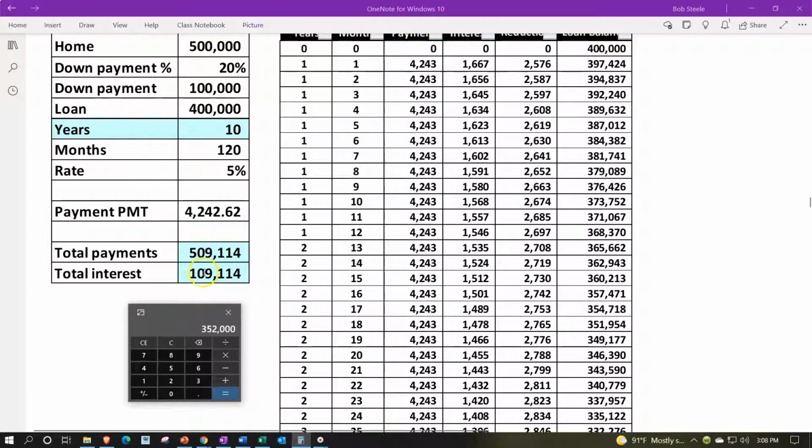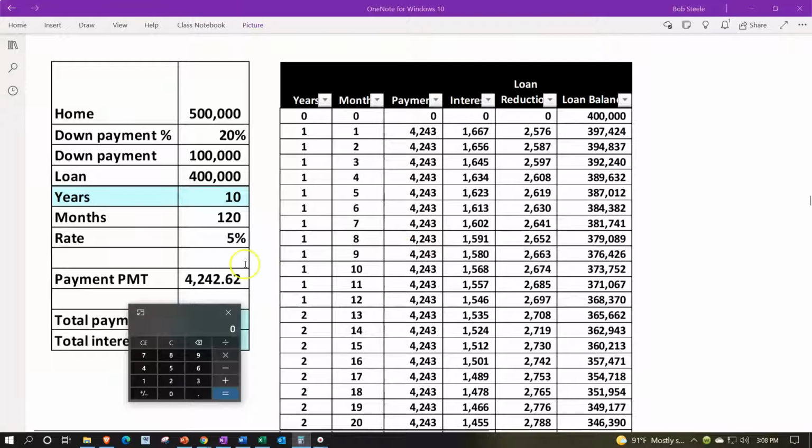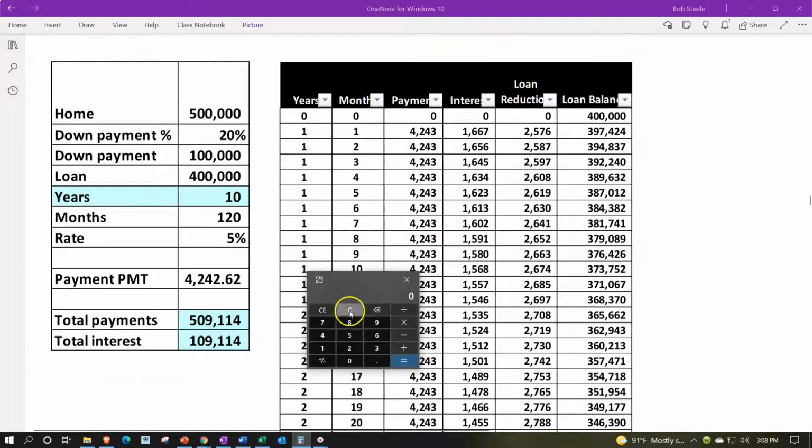I can get the total amounts calculated right here, and I can get the breakout on a year-by-year basis with either the use of the slicer tool, the filters, or with a pivot table. So note, for example, here, I don't need the bottom of this table to figure out the totals. I could just say, well, I know that my payments are 4242.62 times, now the number of months is 120.